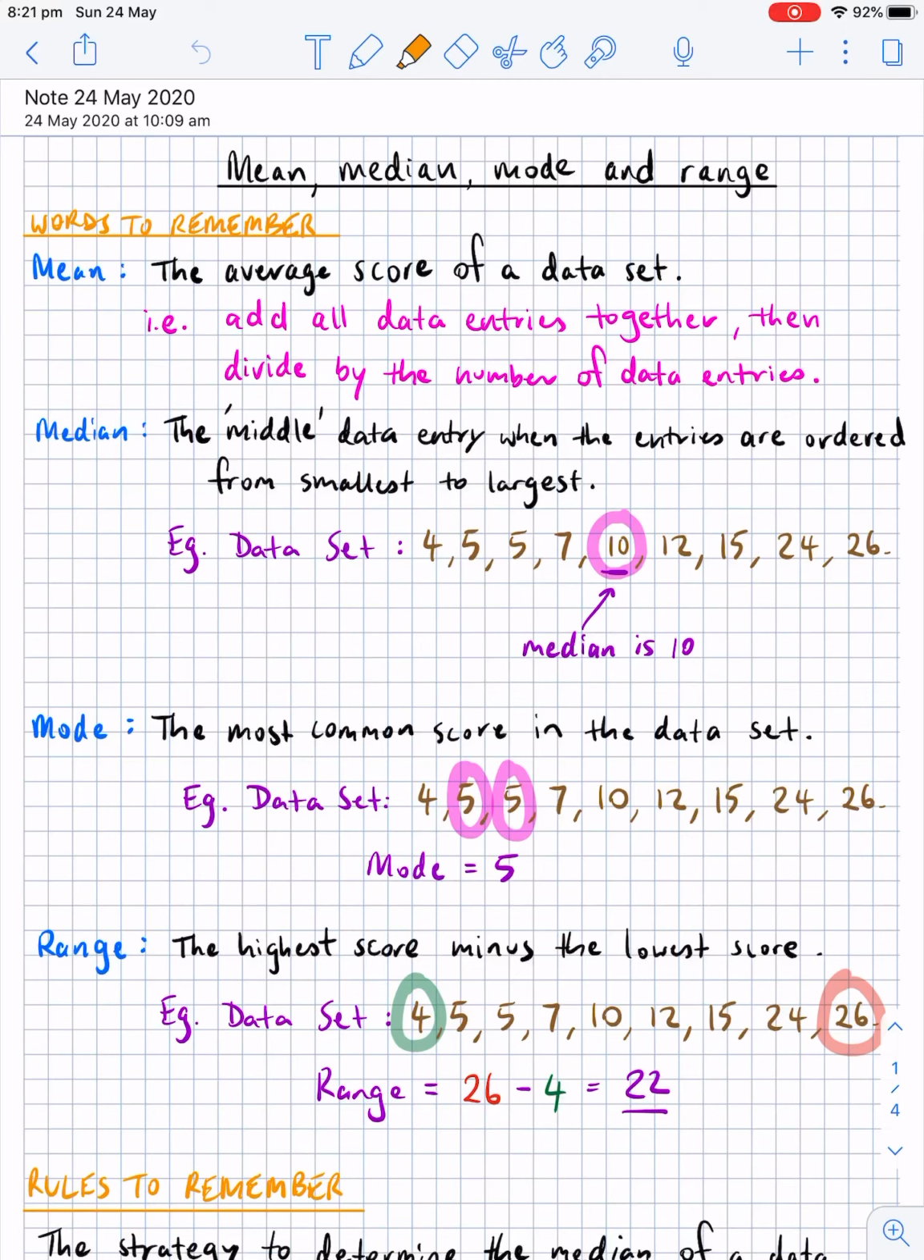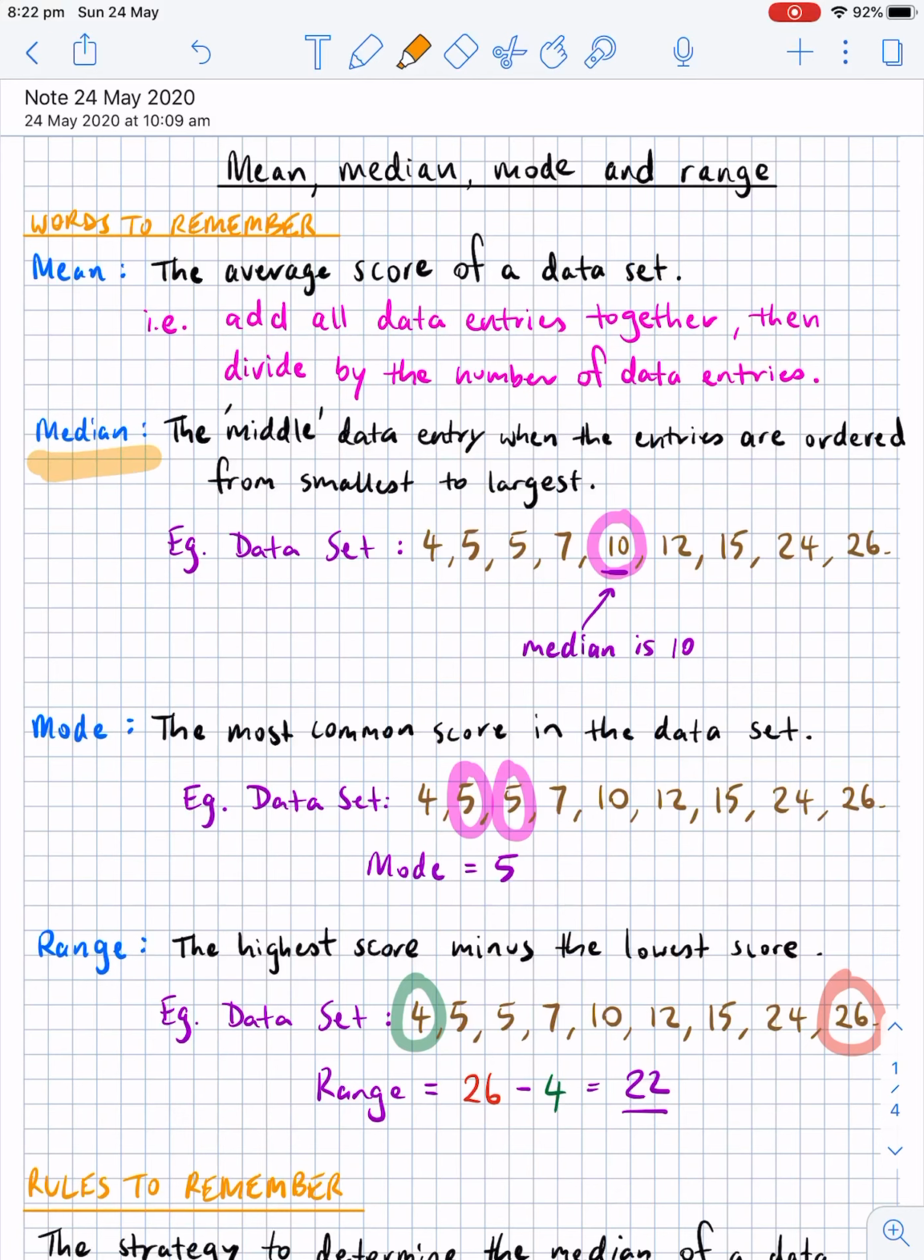Hi guys, for today's lesson we're going to be dealing with mean, median, mode and range. So what do I mean by these words? Well, first up, the mean is the average score of a data set. So finding the average of a whole heap of numbers, you have to add all the data entries together, then divide by the number of data entries.